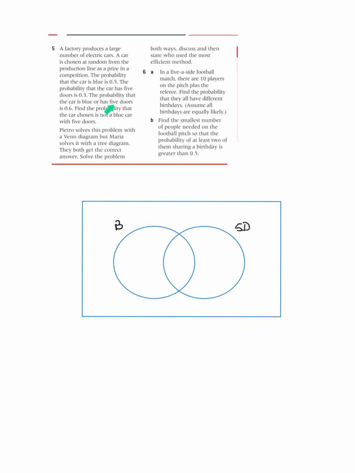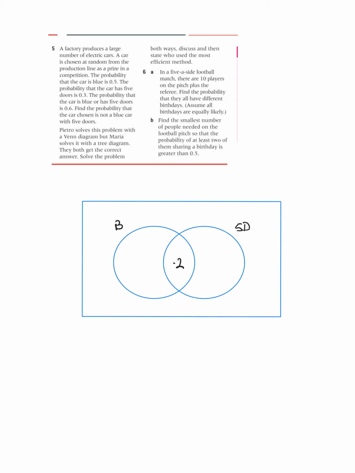The probability that the car is blue or has 5 doors is 0.6. Well, that must be everything that's in the circles. Blue or 5 doors is that, this, and that. So we know that all of that equals 0.6. When you add up 0.5 and 0.3, that's 0.8. So there's obviously an intersection happening here. Everything in here is 0.5, everything in here is 0.3, and 0.5 plus 0.3 is 0.8. Well, we know that everything in this area has to be 0.6. That's what it tells us here. So that means the intersection must be 0.2.